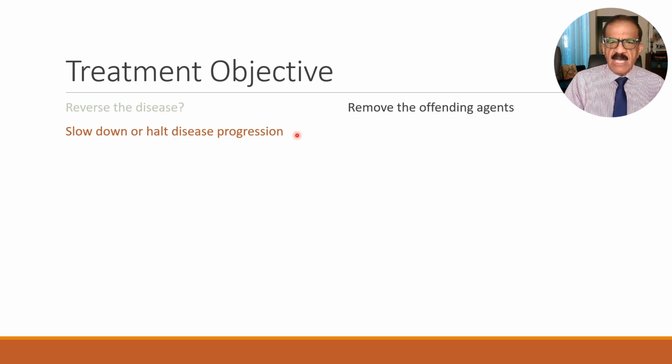So what we do is remove the offending agent. If somebody is taking some drugs which may be responsible for kidney damage, the best example here is non-steroidal anti-inflammatory drugs. If somebody is taking that drug, the first thing you need to do is stop this medication. In my experience, nothing is more rewarding than correcting a patient's problem by discontinuing a medication. So this is very, very rewarding. And then control underlying disease. Whatever the disease is, underlying hypertension, diabetes, autoimmune disease, we try to control that.